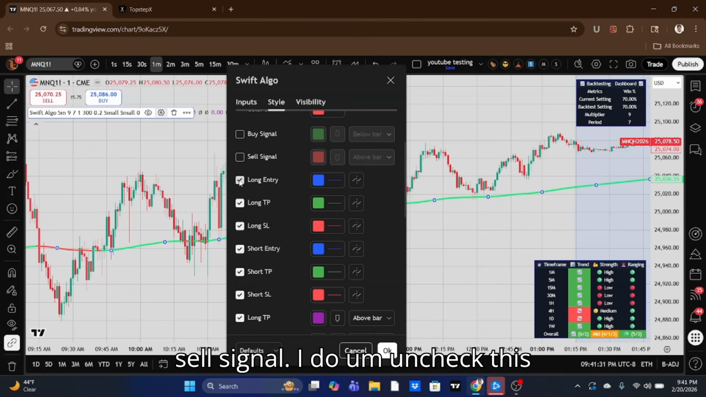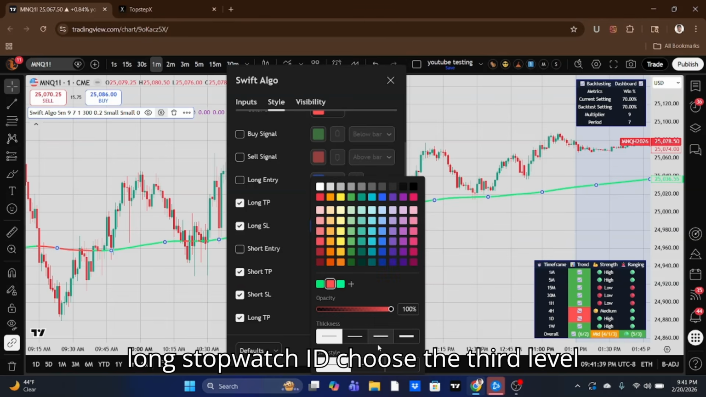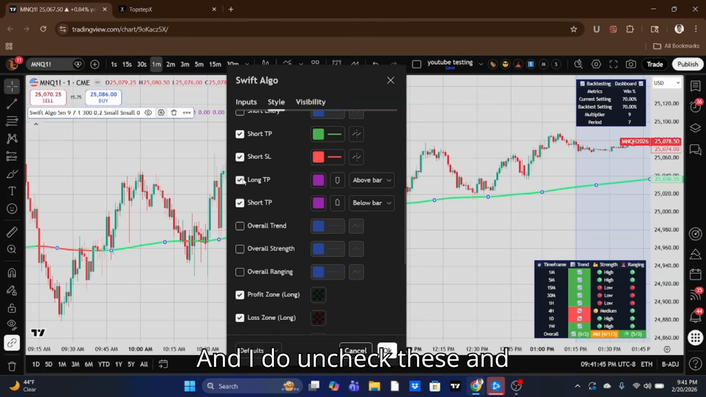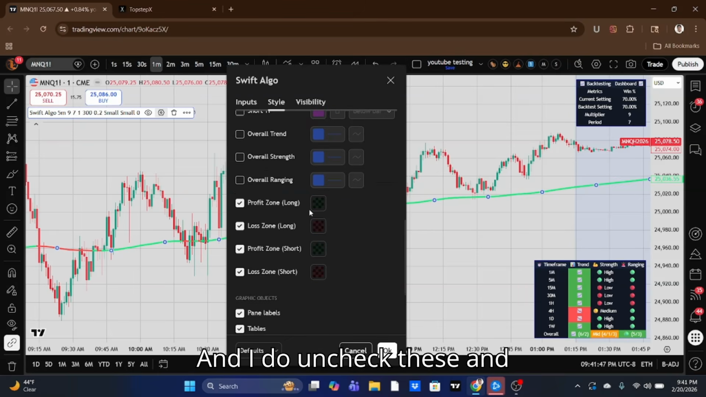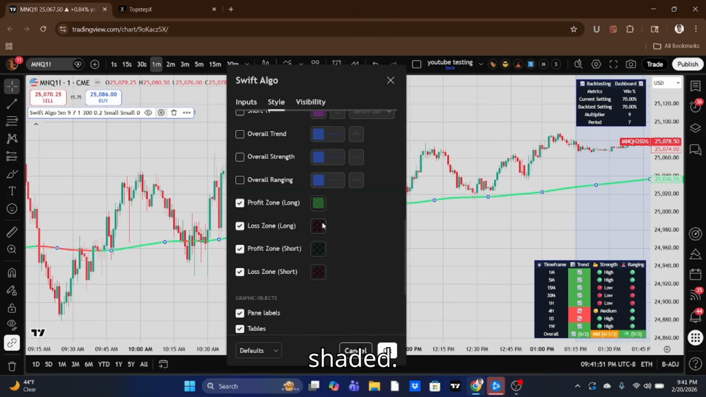I do uncheck this long entry, short entry. For long TP, I choose the third level thickness. Long stop loss, I do choose the third level thickness. Same thing with this as well. And I do uncheck these. And then I like to do 50% shaded.